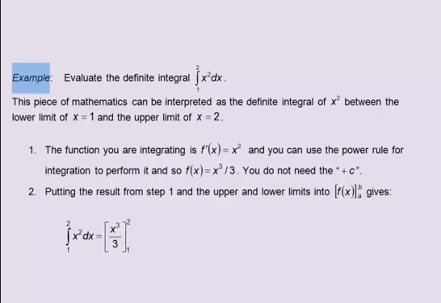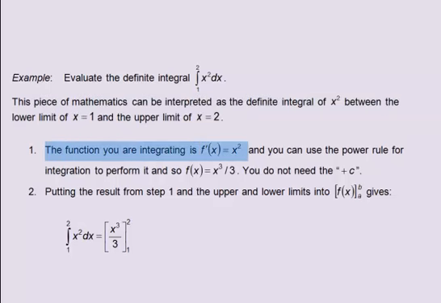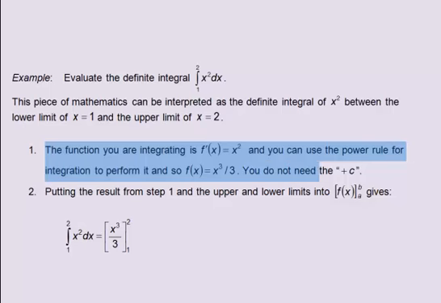Example. Evaluate the definite integral, the integral of x squared between the limits 1 and 2 with respect to x. This piece of mathematics can be interpreted as the definite integral of x squared between the lower limit of x equals 1 and the upper limit of x equals 2. The function you are integrating is f' of x equals x squared, and you can use the power rule for integration to perform it, and so f of x equals x cubed divided by 3. You do not need the plus c.